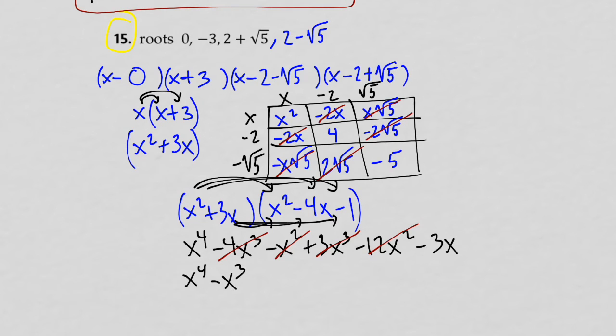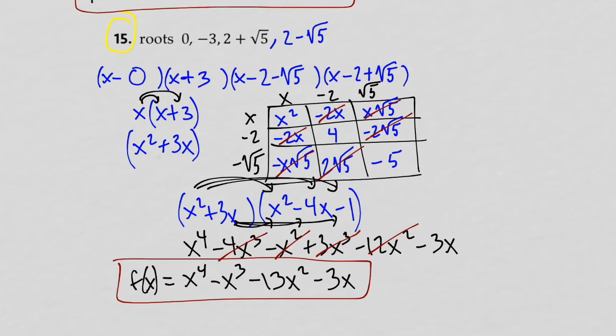Negative x cubed. Negative x squared and negative 12x squared make negative 13x squared. That was the same one I had from before. And finally, minus 3x. And there you go. Let's call this one f. F of x equals, and that is your function that has those roots.